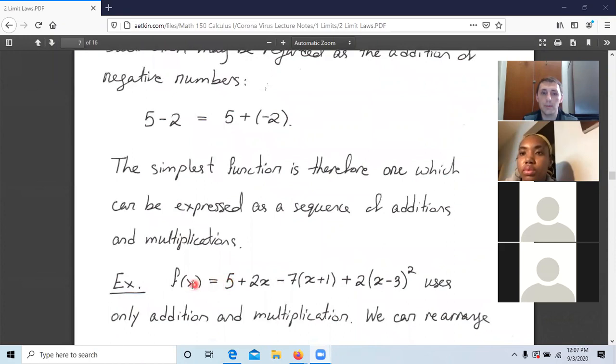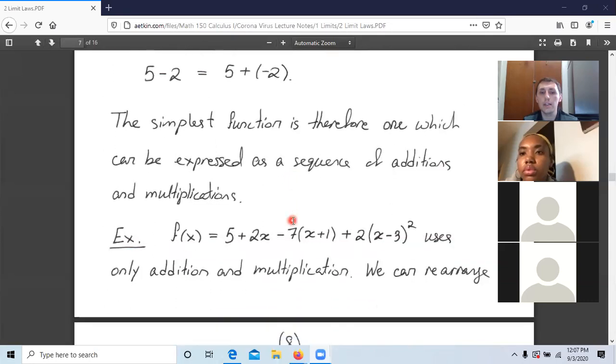So here is an example, right? The function takes an input and writes 5 plus twice the input, minus 7 times the input plus 1, plus 2 times the input minus 3 squared, you see? So this involves only addition and multiplication. Of course, when I say subtract 3, I mean add minus 3, okay? So that's why I can say addition and multiplication.